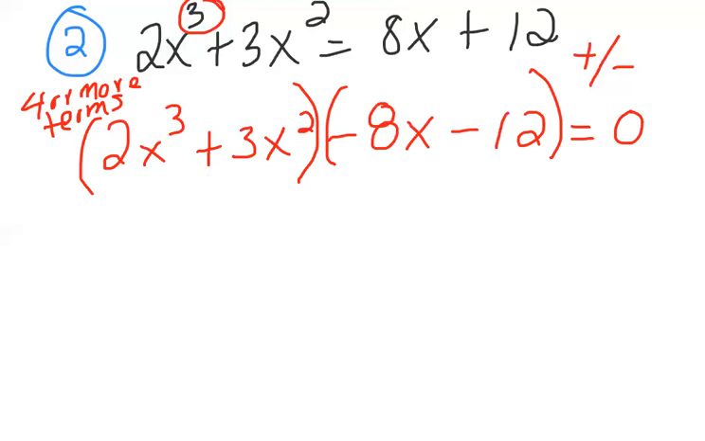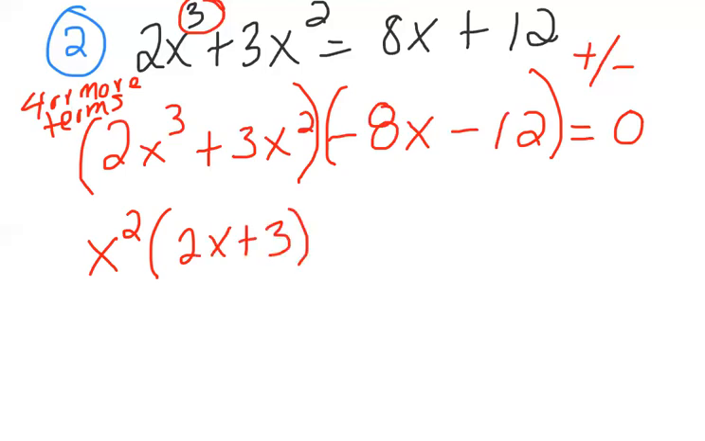Find the GCF in the first group. What do these 2 terms have in common in the first group? X squared. So I factored out x squared, leaving me with x plus, I'm leaving out the 2. All right, so that leaves me with 2x plus 3, guys.